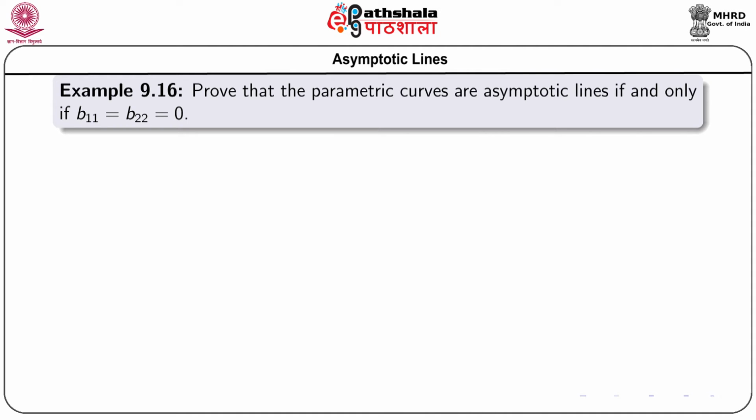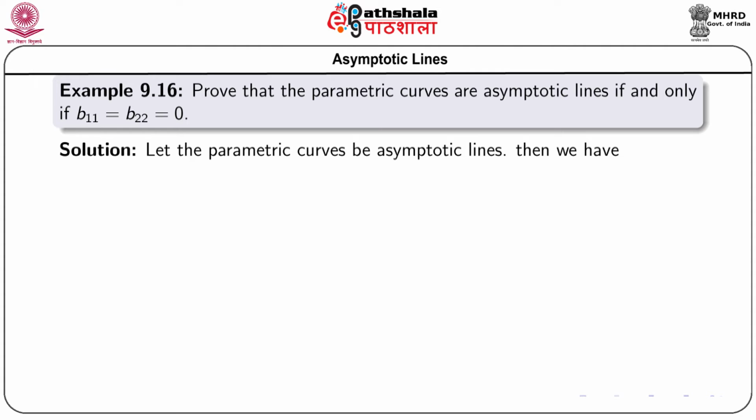Now, let us see when the parametric curves are asymptotic lines. We have this condition that the parametric curves are asymptotic lines if and only if b11 equals to b22 equals to 0. So, this is the condition for the parametric curves to be asymptotic lines. Now, let us see how it is coming.